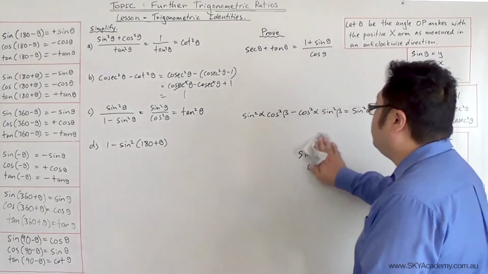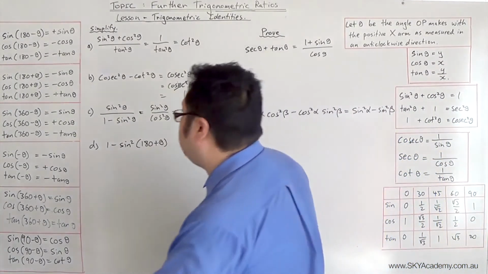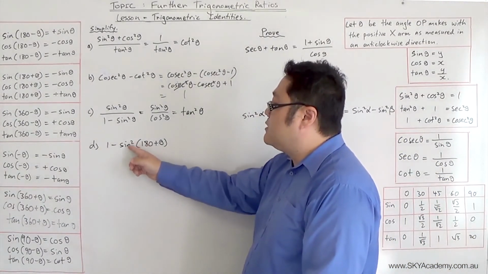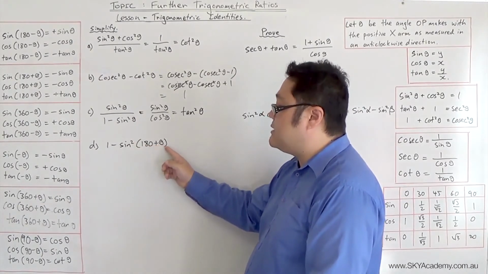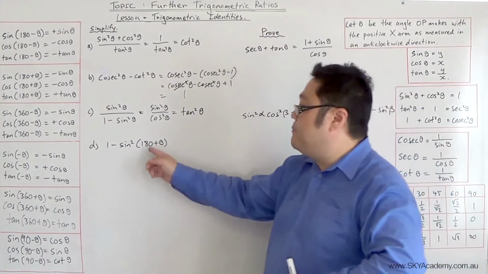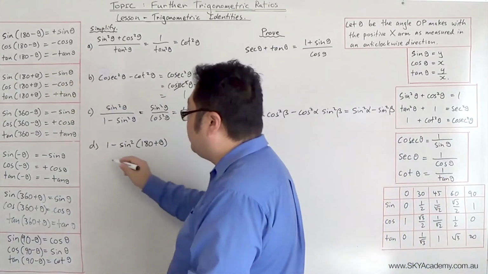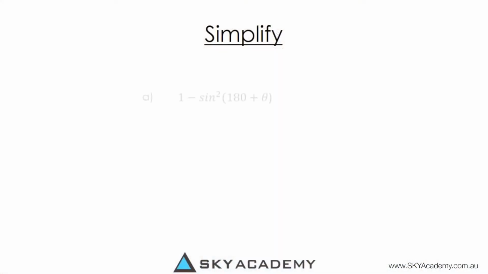Okay? Now we come to this particular question here, and we've got sine squared of 180 plus theta. So 180 plus theta gives minus sine. So what we've got, let's work down here, is minus sine theta all squared. Does that make sense?